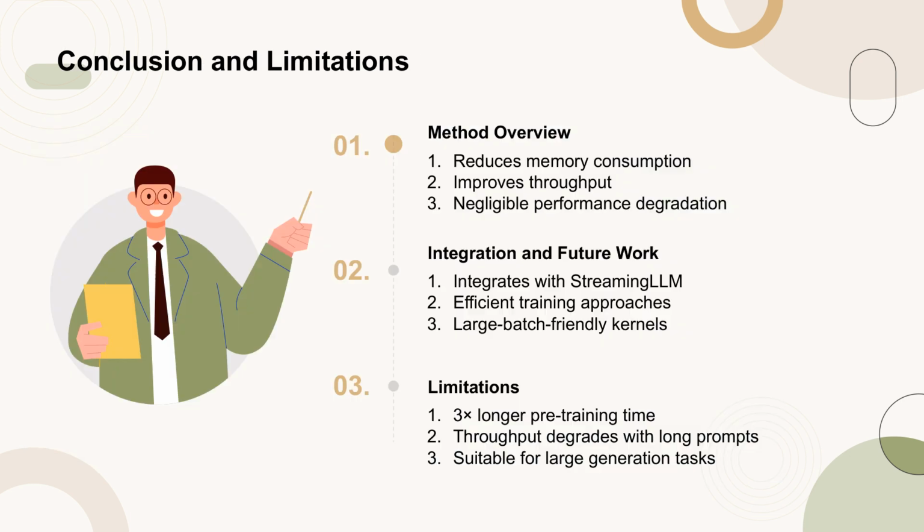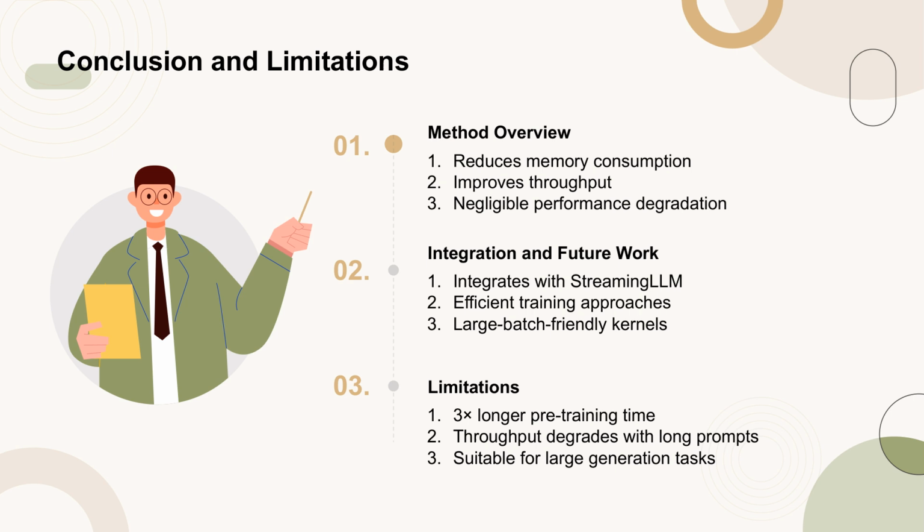In this paper, the authors propose a novel method to reduce memory consumption and improve the throughput of large language models, LLMs, by minimizing the number of layers requiring key and value computations and caching. Empirical results demonstrate significant memory reduction and throughput improvement with minimal performance degradation. The method effectively integrates with other memory-saving techniques such as Streaming LLM.